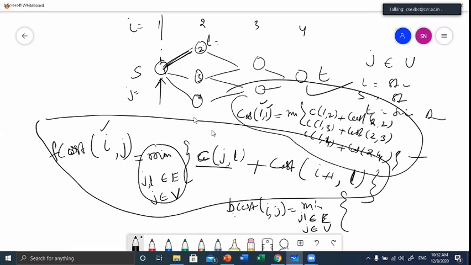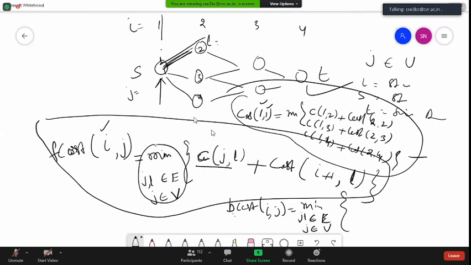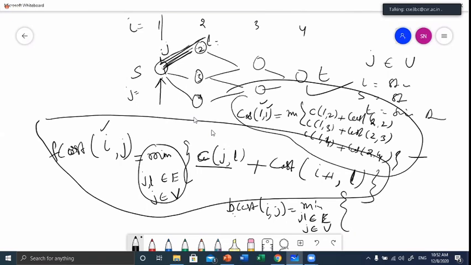In the forward approach we are going from J to L. But in the backward approach, you have to move from L to J. That is C of L, J. That's all. Then plus cost of here I plus 1. You are moving forward here. Here you have to move backward. That means what? I minus 1, comma L. That's all. This is the formula for forward approach and this is the formula for backward approach.